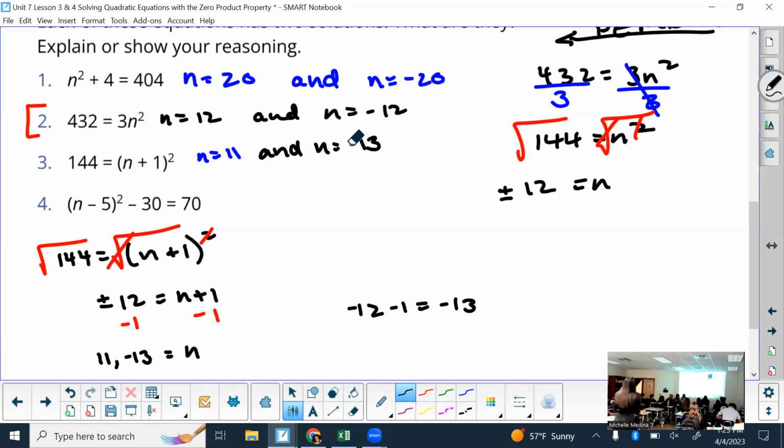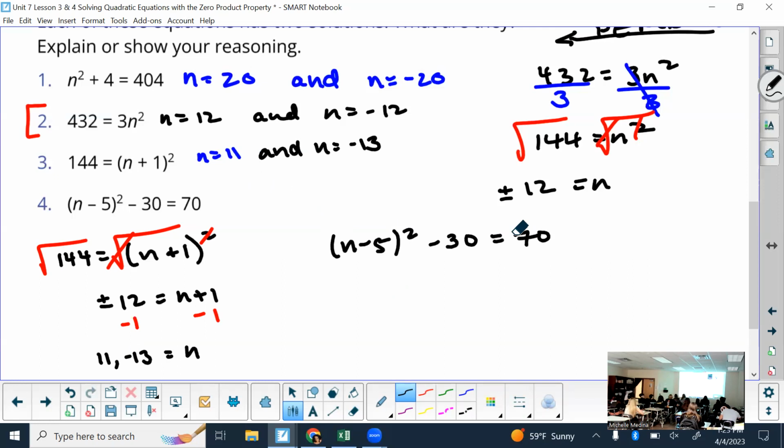All right, now number 4 has more stuff in it. But that's okay, because you know that when you solve for a variable, you always start with what is farther from the n. What is farther? The 30. Earlier, someone said 70, which is true, that is the farthest, but it's already on the other side of the equal sign. So we only care about getting the n alone on one side. So the farthest is that 30. How do you make it go away?